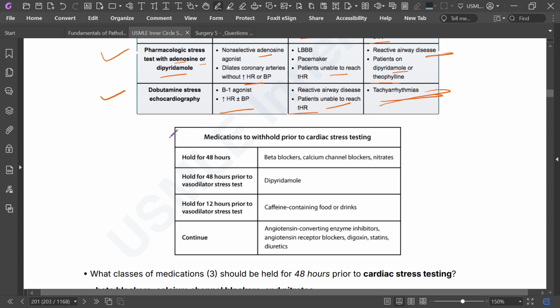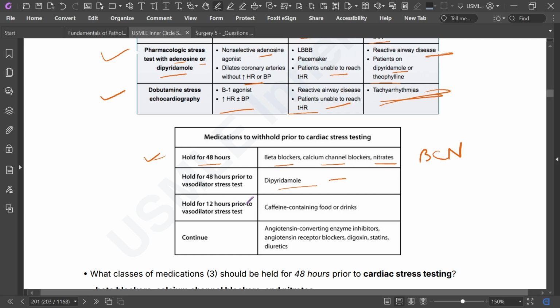Medications to withhold prior to cardiac stress testing. Hold for 48 hours beta blockers, calcium channel blockers, and nitrates. These are the drugs that should be held for 48 hours. Hold for 48 hours prior to vasodilator stress test, that is dipyridamole. If somebody is on dipyridamole, then stop for 48 hours, then do the test.